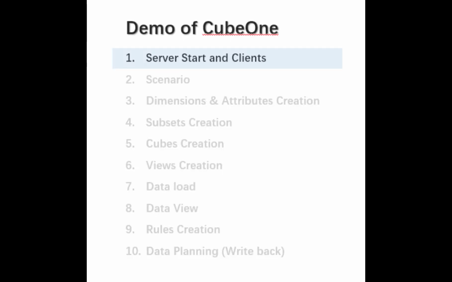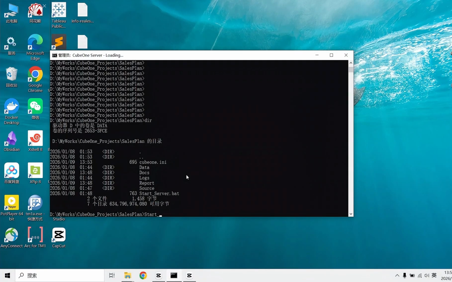In the demo below, I will show you how to implement a simple planning work with CubeOne by creating dimensions, cubes, rules, etc. First, we need to start the CubeOne server with a predefined start_server.bat. CubeOne has two clients at present.